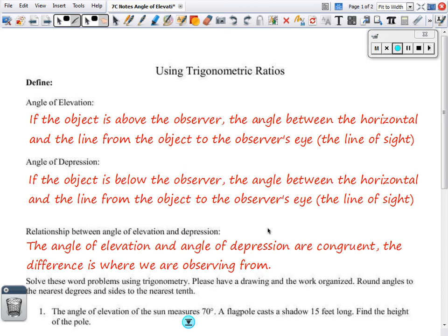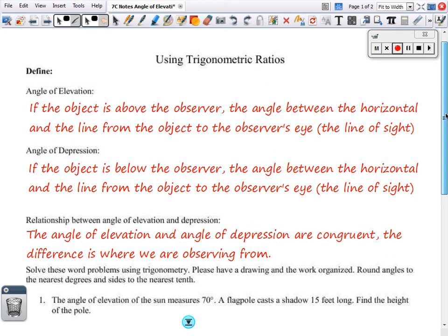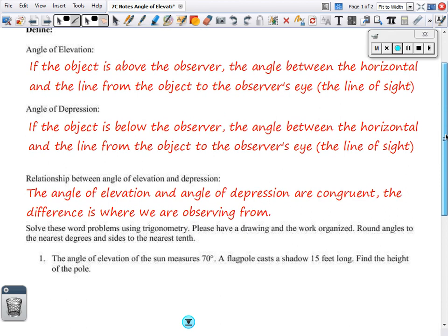The difference is where we are observing from, and you'll see how to use that to figure out all sorts of different lengths or distances, and sometimes we can figure out what the angle is if we know the lengths and distances. Okay? If you need to pause it right here to get all the definitions down, go ahead and do that. I'm going to move on so we can start working with number one.